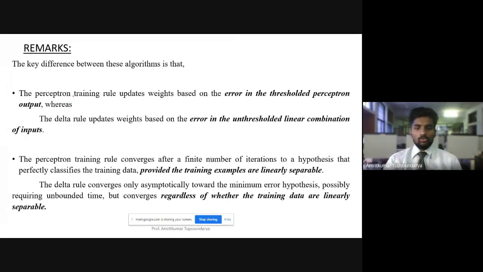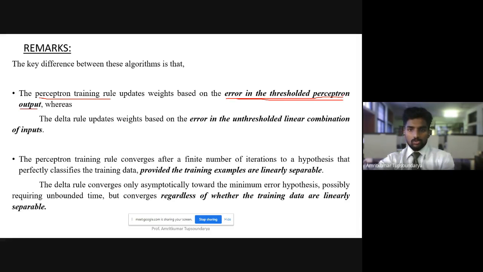So in short, if we want to sum up and make small remarks on these different algorithms, the key difference is between the perceptron training rule and the delta training rule. These are the two different algorithms that we saw. The perceptron training rule updates weights based on the error in the thresholded perceptron output. This is very important, please make a note of it. That is, in the perceptron training rule, the weights are updated based upon the error in the threshold. That is nothing but the change in the weight that we make. I hope you remember the formula that we computed for that: delta vector W is equal to delta W plus the change in the weight, or the modification in the weight.